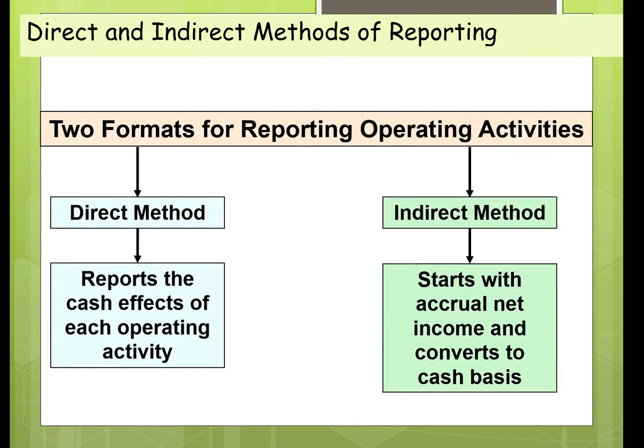Now, the two different presentations for the operating section tend to be the most challenging. Investing and financing is pretty easy, but operations is a little tougher. So the direct method reports the cash effects of each operating activity, and the indirect method starts with the accrual net income and then converts it to cash by looking at changes in current assets and current liabilities.